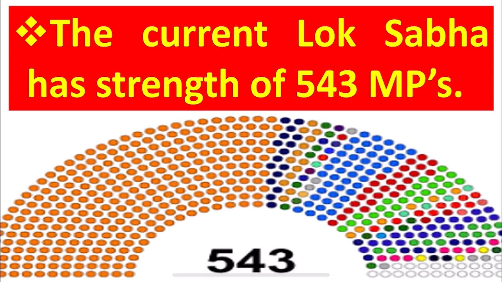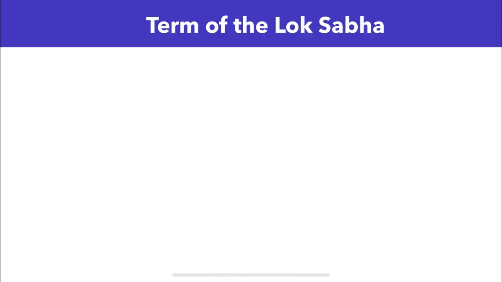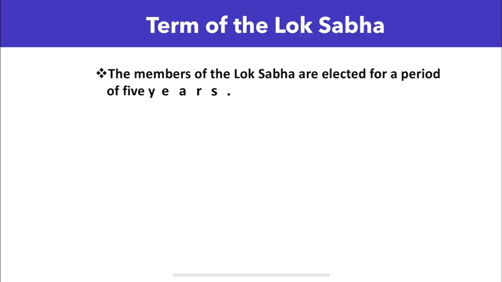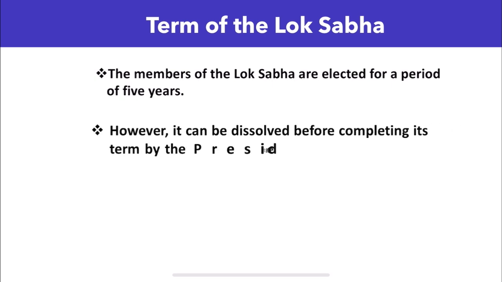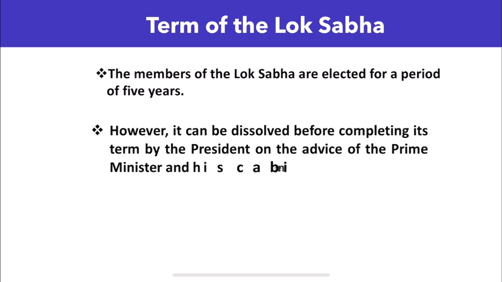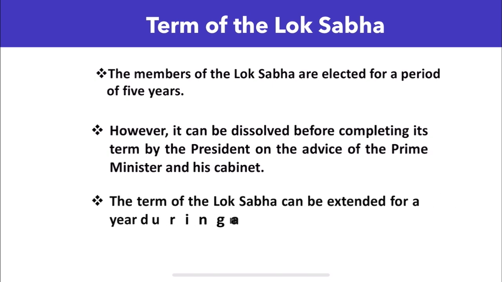Now let's find what is the term of Lok Sabha. The members of Lok Sabha are elected for a period of 5 years. However, it can be dissolved before completing the term by the President on the advice of the Prime Minister and his cabinet. The term of Lok Sabha can be extended for a year during emergency situations.